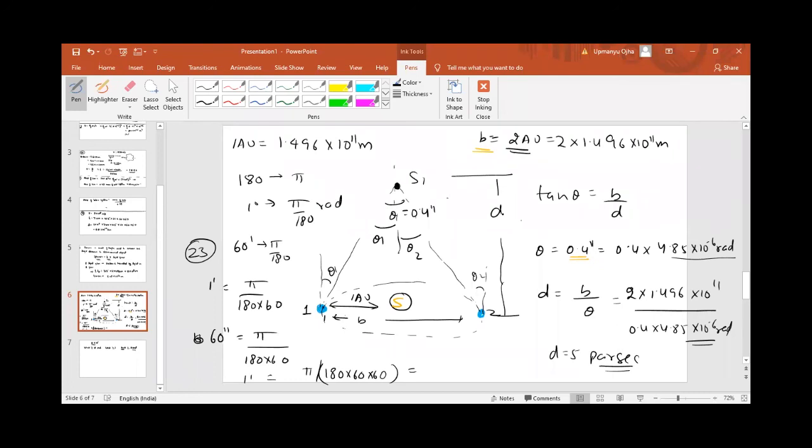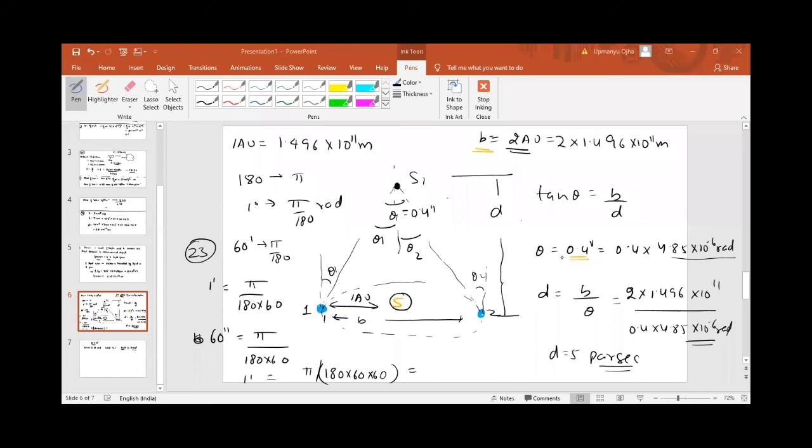So we got this B value. Now D is the distance of the Earth from this star. Then we are using parallax method. Tan theta must be equal to B by D. D is the distance which we have to find. B is the distance traveled by the Earth in the span of 6 months. Theta is the angle. So I think we have used parallax method here and get the answer.